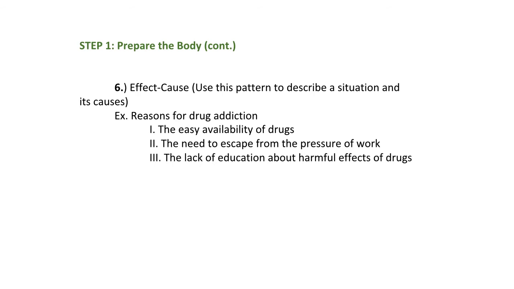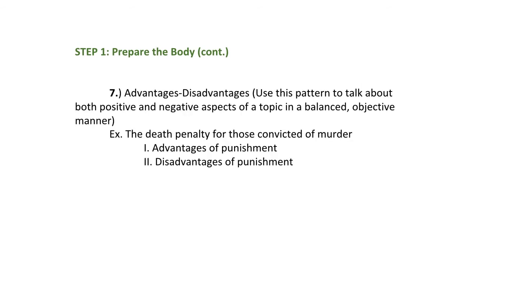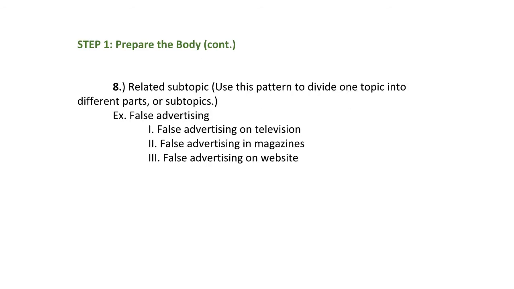Okay, next, advantages, disadvantages. You can use this pattern to talk about both positive and negative aspects of a topic in a balanced, objective manner. Like in speaking about the death penalty for those convicted of murder, you might include advantages of punishment and disadvantages of punishment. Clear? Okay?